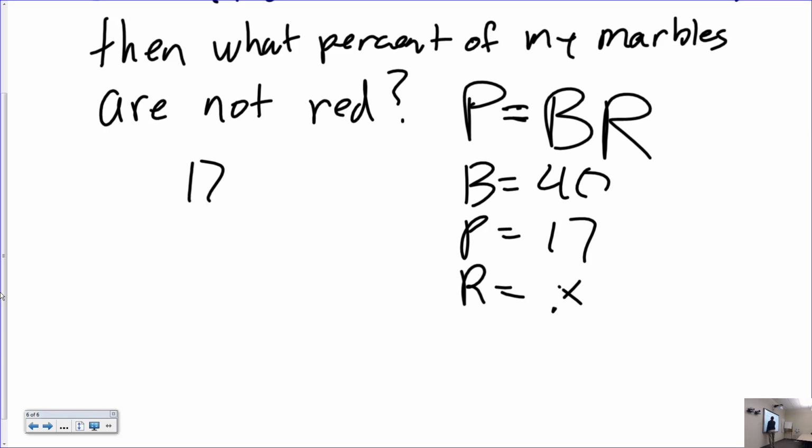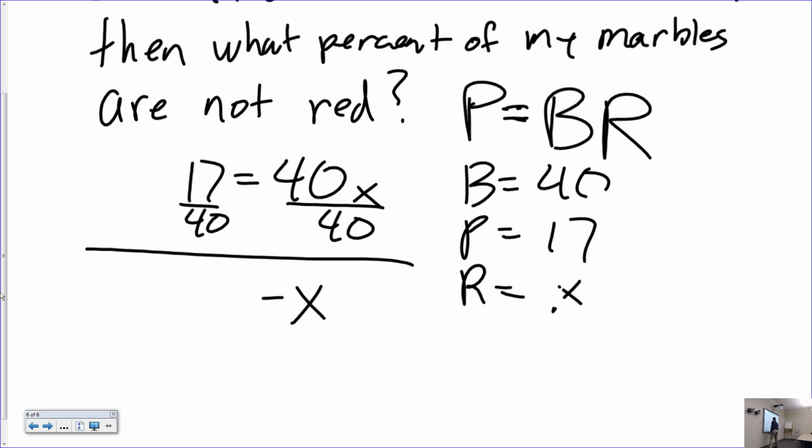So you can say 17 equals 40x. What are you going to do to get x by itself? Divide by the 40. What's x equal to? 0.425, which comes to 42.5%. Okay, good. Please remember that r is a rate as a decimal. Because it's a decimal, you have to convert it to a percent.